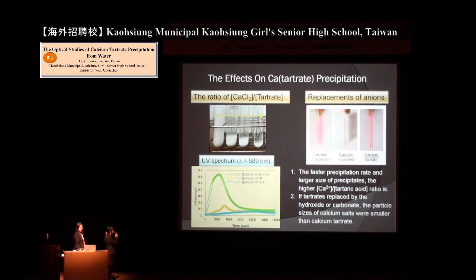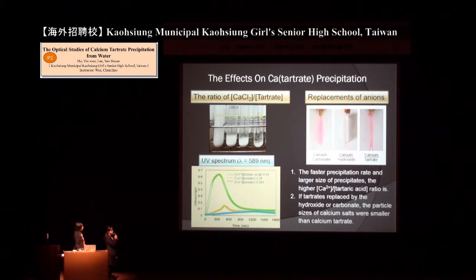Next, we are talking about the effect on calcium tartrate precipitation. Looking at the figure, we can know that a higher concentration of calcium ion will lead to an increase of precipitates. We can make use of spectroscope to observe the diffuse light. We try to adjust the concentration of calcium ion, preventing the diffuse light in the solution from affecting the results of the polarimeter. Because of it, we use the calcium ion at 0.02 M to do the later experiments.